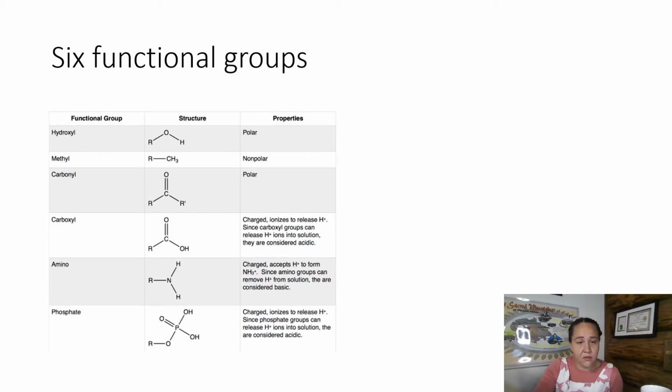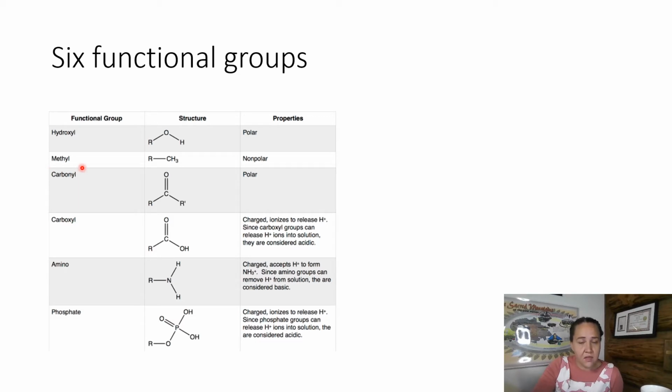a carbon group. So R, when you're looking at these structures, means that there's carbon-carbon bonds on this end of the molecule, and they're attached to an oxygen, which is then attached to a hydrogen. So a hydroxyl functional group has an O and an H, and it's a polar molecule.